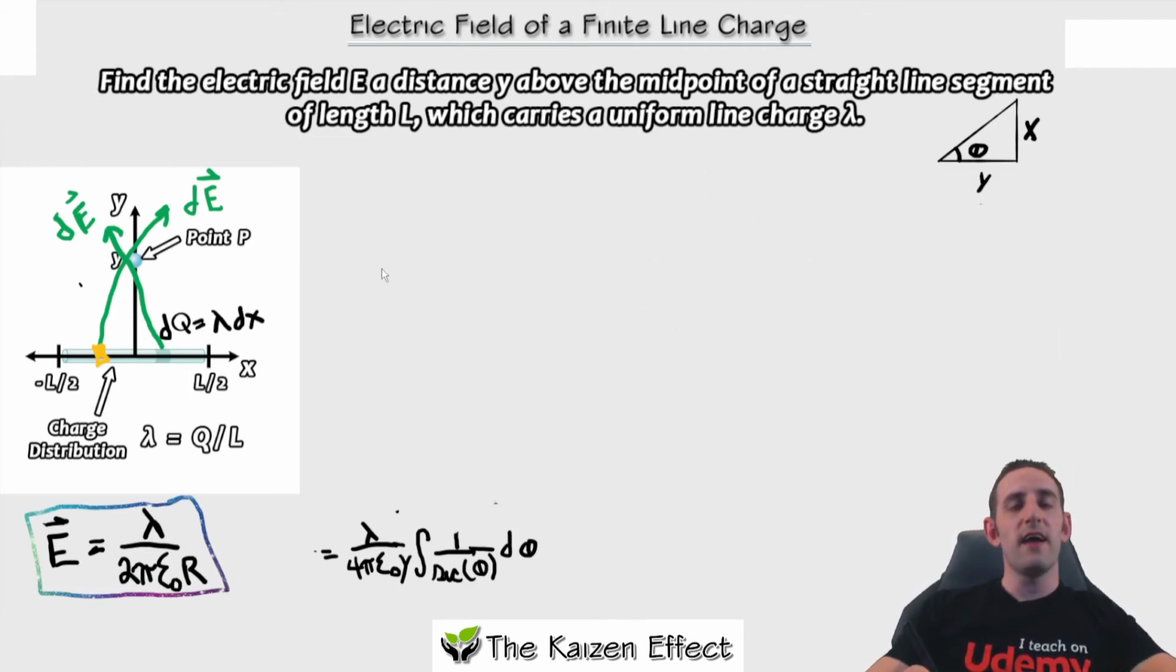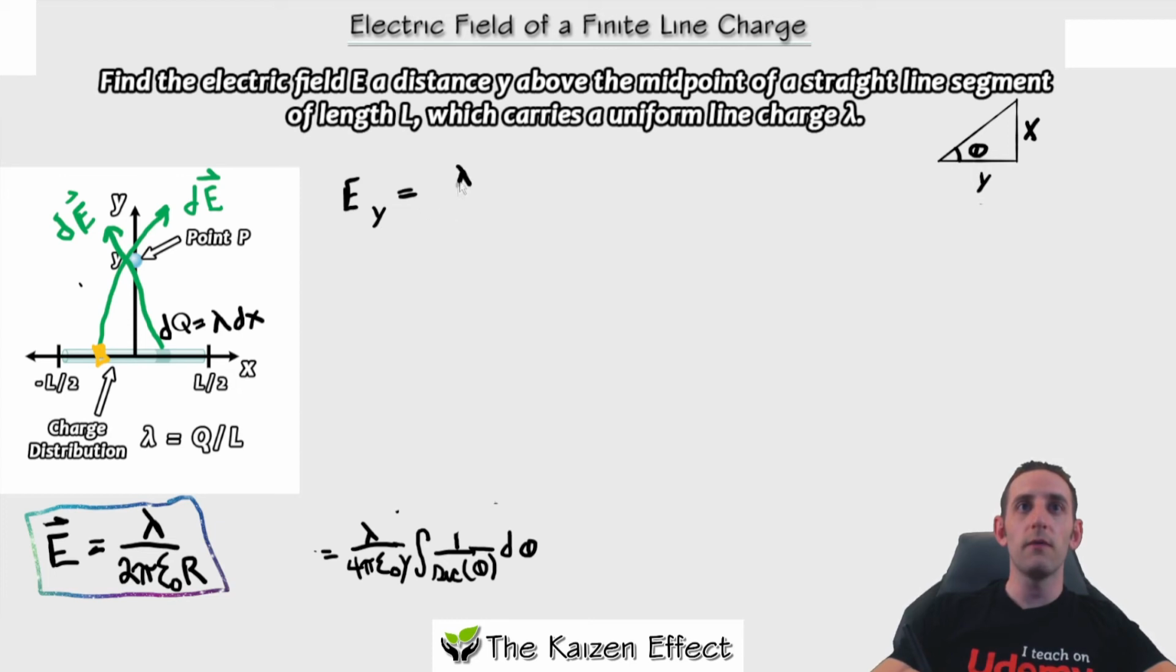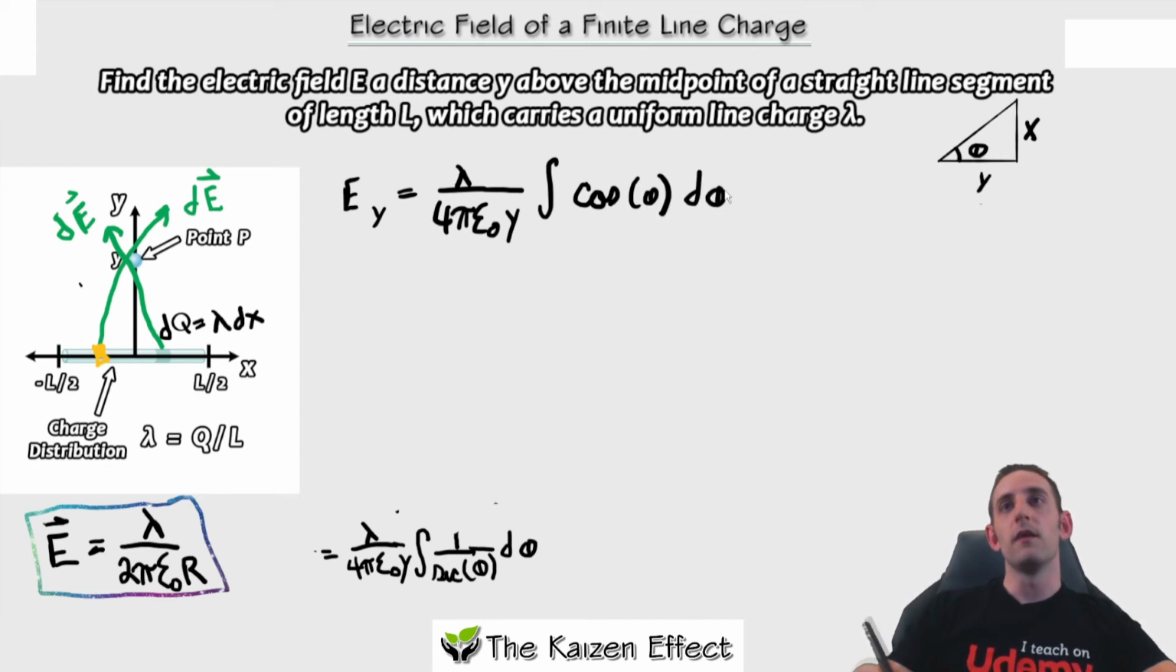And what we find is that 1 over secant is actually cosine. So we get this nice integral. We find E_y is actually equal to lambda over 4 pi epsilon naught, y times the integral in the theta domain of cosine theta d theta. And as I mentioned previously, you can also solve this geometrically.